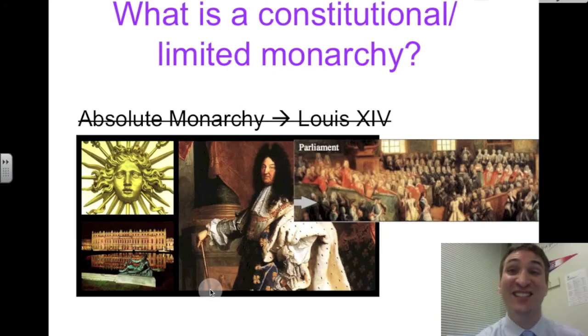What is a constitutional or limited monarchy? Well, it is not an absolute monarchy, much like we saw in France with Louis XIV, the Sun King, who has his Palace of Versailles. Instead, a limited monarchy, a constitutional monarchy, is one in which power is shared between the king and queen and Parliament. Shared power.